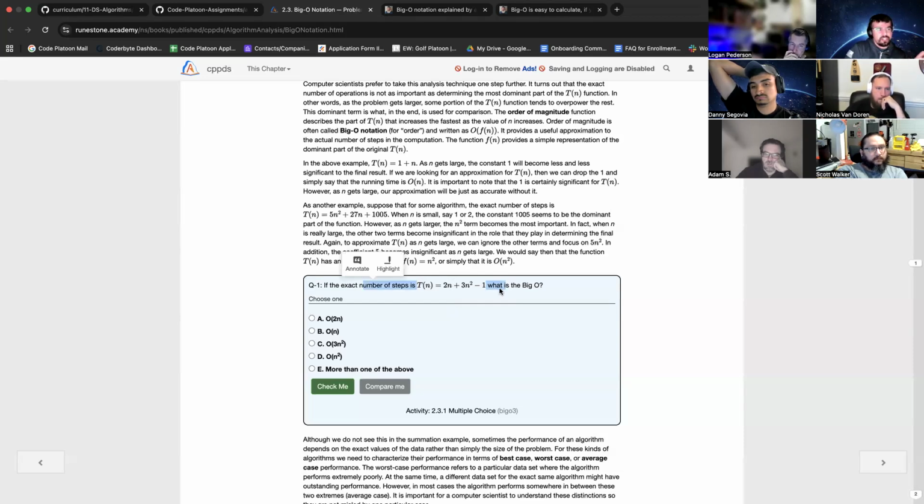N squared. Does anyone understand conceptually why that is? Which is actually the main point I'm trying to get at. Why does everything drop except for the biggest exponent? So you're looking for the worst case. Because it defines the function.